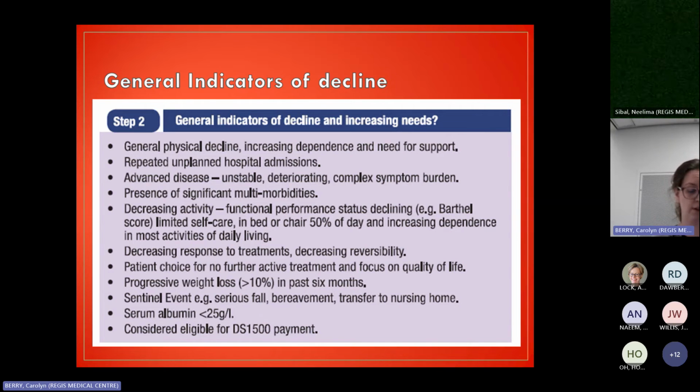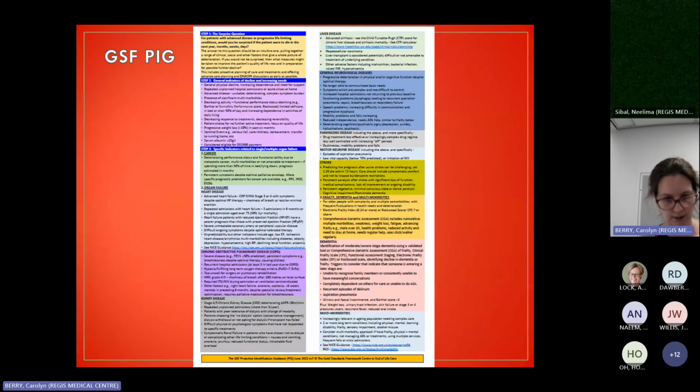So if it's still not clear after asking those questions of a patient, then you move on to the disease-specific indicators. Now, you won't be able to read this, I don't think, unless you've got brilliant vision, but this is just to show you what it looks like. This is an A4 page, so you can print this out and stick it on your clinic walls or something to help prompt you. But this is the GSF PIG, Prognostic Indicator Guidance, and it's got all of the questions. So it's got the general indicators at the top, and then it's also got the disease-specific indicators.